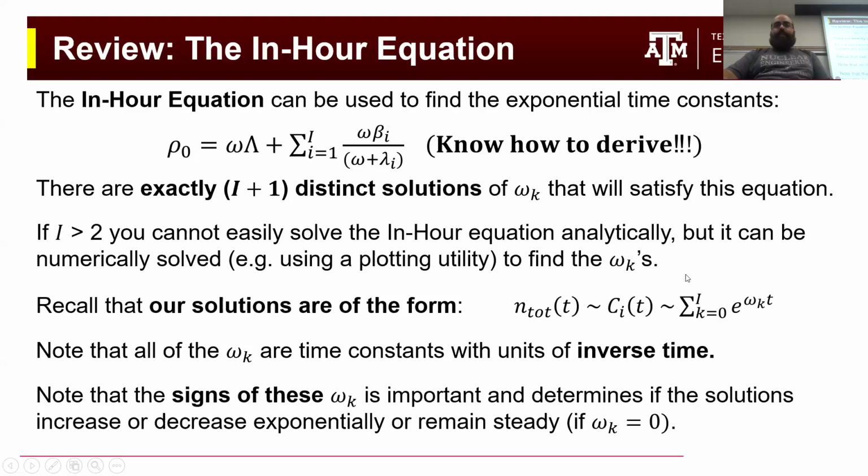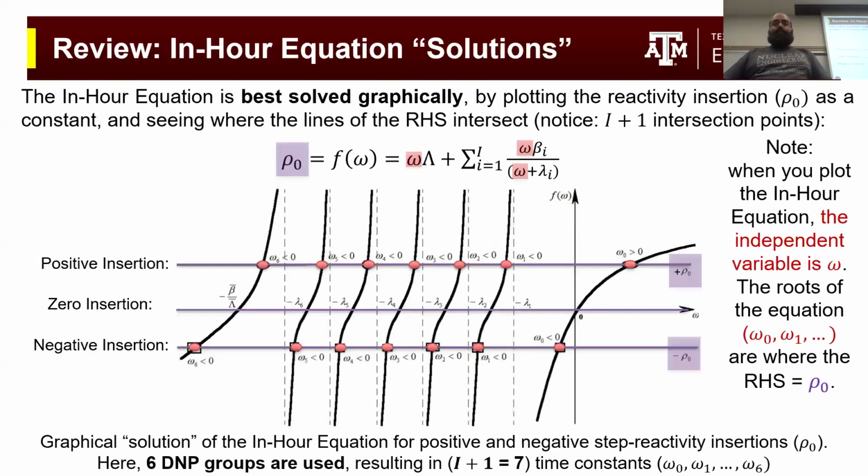These time constants in the exponential have units of inverse time. And that's kind of why it's called the n-hour equation, like the inverse hour equation, because back in the good old days, these times were expressed in units of hours. And the sign of those omegas is going to be important, and it's going to tell you what your solution does as time moves forward.